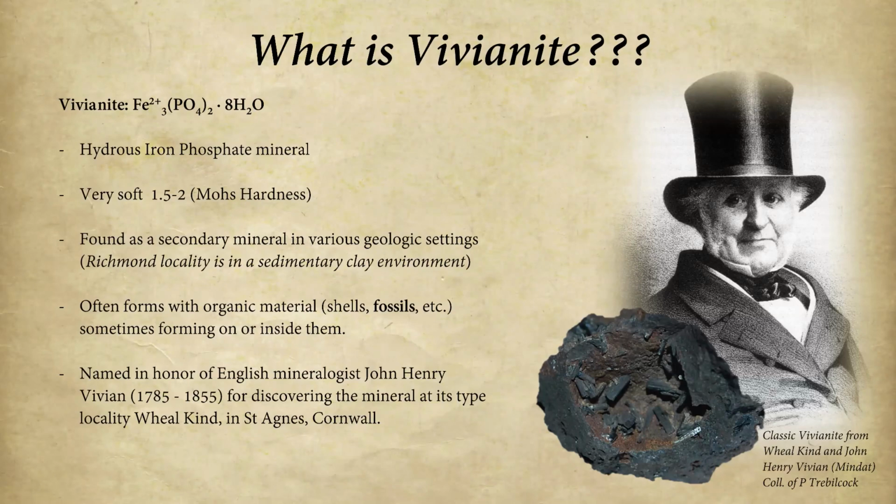And it often forms with organic material, so shells or fossils. And tonight we'll see that it grew with a lot of the Miocene fossils. And sometimes it forms on or inside those fossils, which is really cool because that creates a lot of really beautiful combo pieces. And then, you know, who got the name Vivianite?